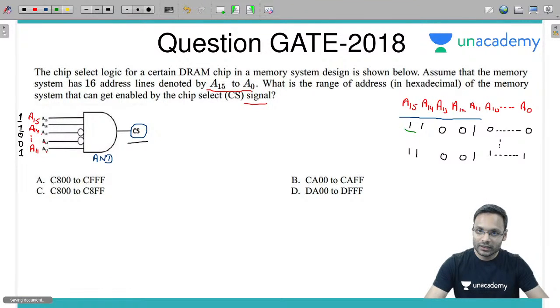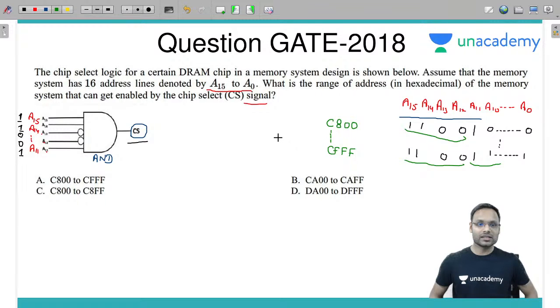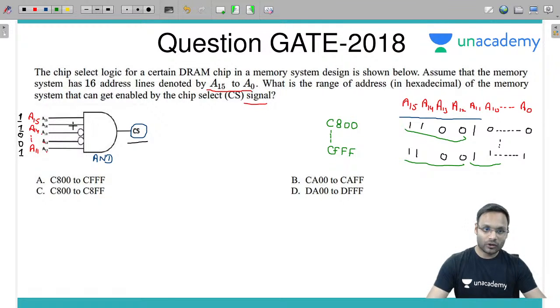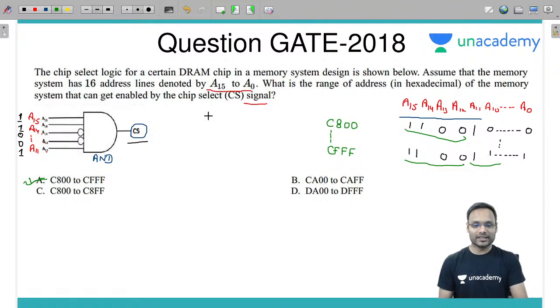This is C, yes. Then 1 0 0 is 8, then 00. Then this is C. 12 is C. Then 1 1 1 1, which is F. Then 1 1 1 1 F, 1 1 1 1 F. This is the range of addresses I can access using this particular given understanding or this chip select logic. So C800 to CFFF, answer is A. That is the range. चलिए आगे बढ़ते हैं.